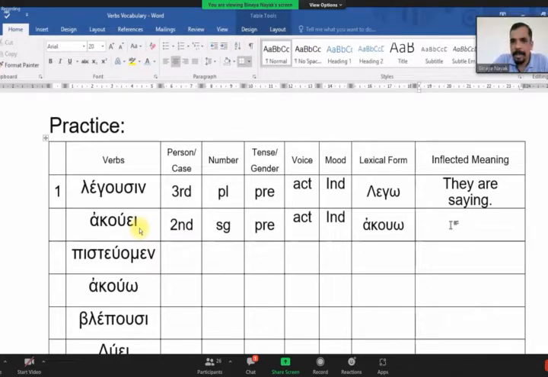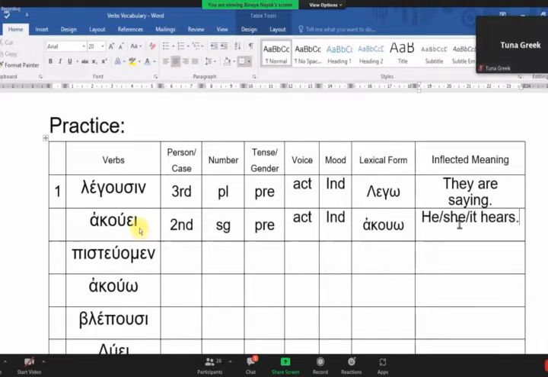Okay, Ashok, tell the inflected meaning for this. He or she or it. I forgot the meaning, sir. Can anybody throw some idea? What does this mean? He hears. Okay, he hears or she hears or it hears.